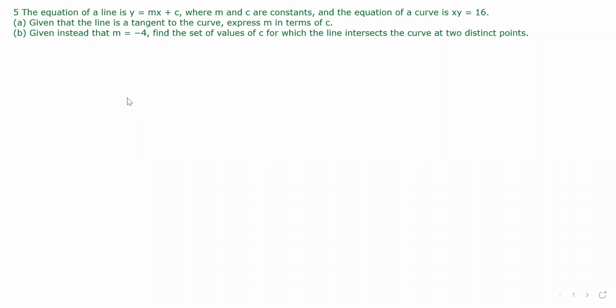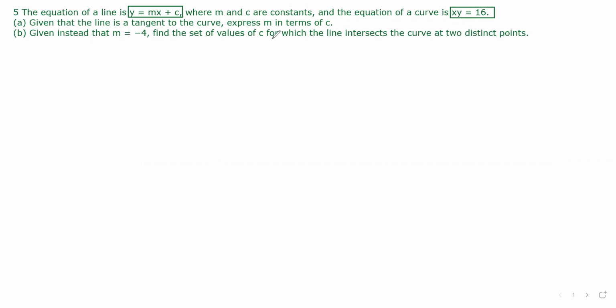We discussed question 5 and question 6 for A-level mathematics paper 1 in May and June of 2020. For question 5, the equation of a line is given by y equals mx plus c, where m and c are constants. You are also given a curve with the equation xy equals 16. Part A: given that the line is tangent to the curve, express m in terms of c.